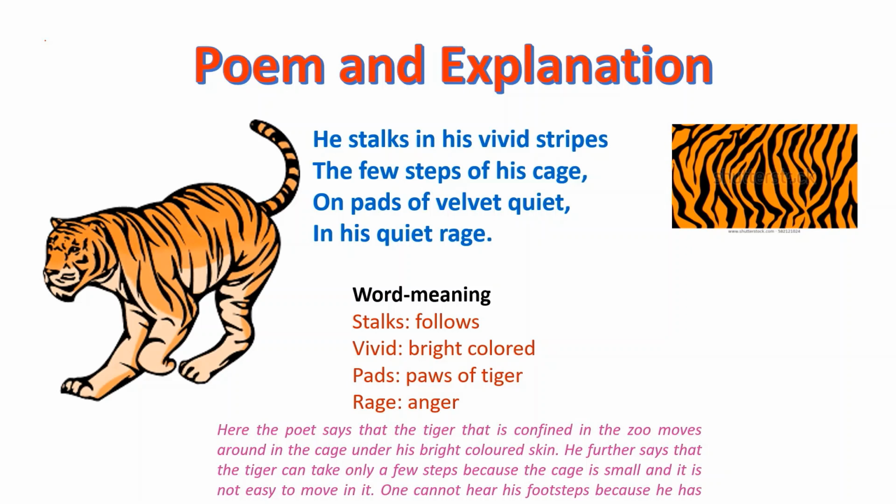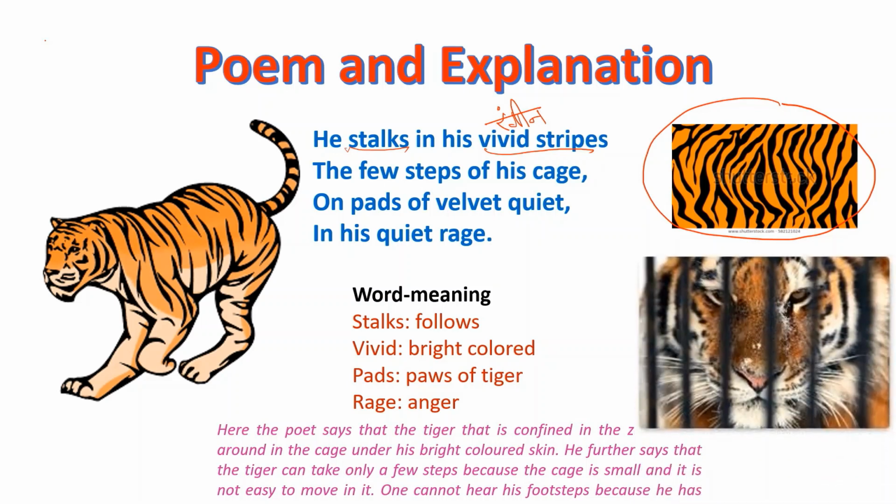In the first sentence, he stalks in his vivid stripes. The poet says that the tiger has vivid stripes. Vivid means रंगीन, चमकीले रंगों वाले stripes. जो टाइगर की बॉडी पर stripes हैं of colors bright orange and bright black. ये ब्यूटीफुल स्ट्राइप्स हैं टाइगर की बॉडी पर.